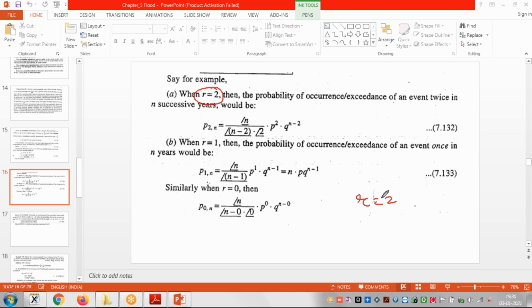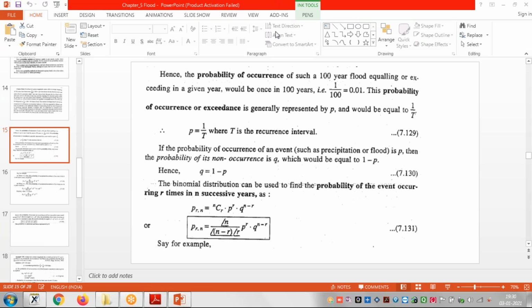R equal to 2 means in 1 year there is the probability of 2 times occurrence of the same flood or same rainfall in that year, right? If R is equal to 3, that is the probability of occurrence of that flood or rainfall 3 times in a year. So we just put the value of R in this formula. This is our basic formula from just before.